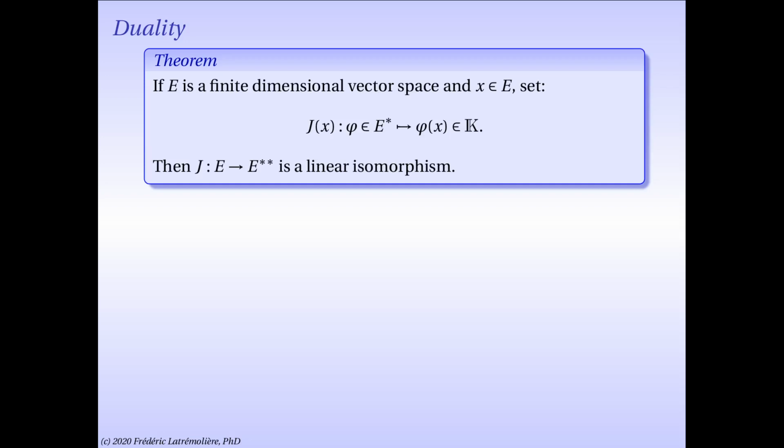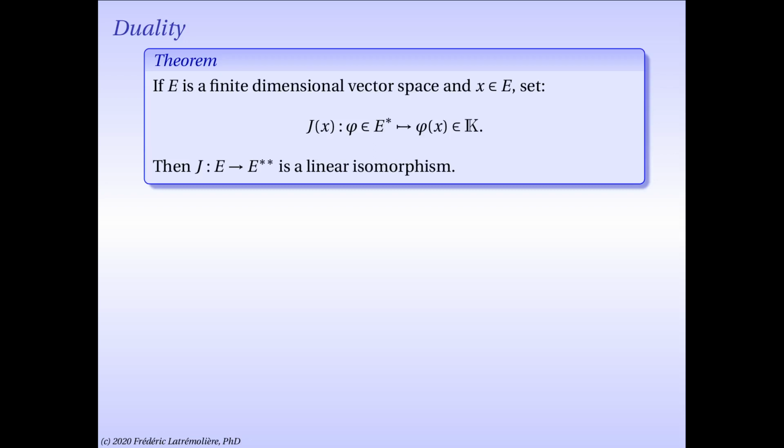So let's construct this isomorphism. If E is a finite dimensional vector space, and if x is a vector in E, we define an element of the bidual of E as follows. The map J of x associates to any phi in the dual of E the value phi of x. So we see immediately that J of x certainly is a function from the dual to the scalars, and it's very, very easy to check that it is indeed linear. So J of x is an element of the bidual of E.